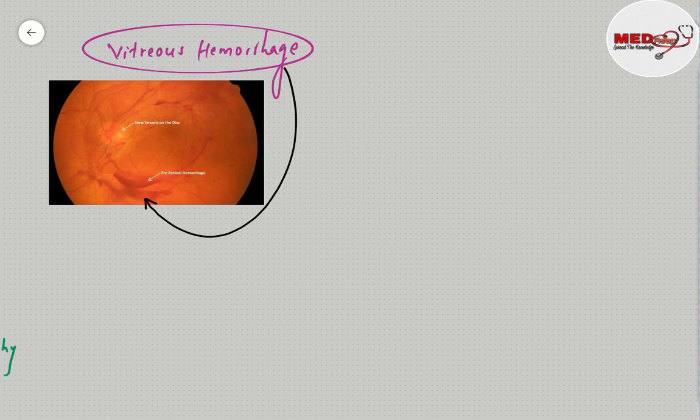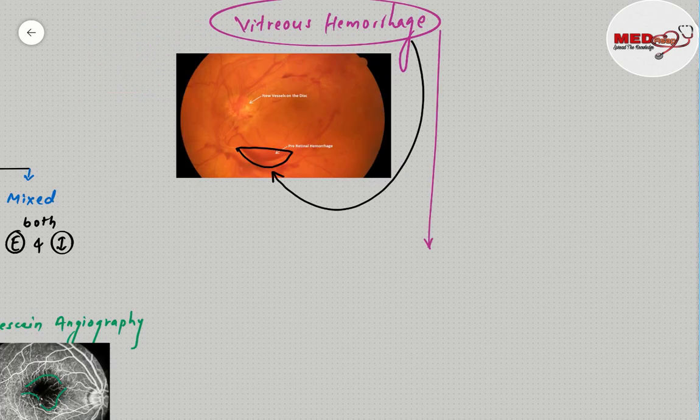The blood accumulated will be pulled down due to gravity. This will give a characteristic capital D shape to the pre-retinal hemorrhage. When this vitreous hemorrhage undergoes organization and becomes fibrous, it will pull on the retina, causing the tractional retinal detachment.